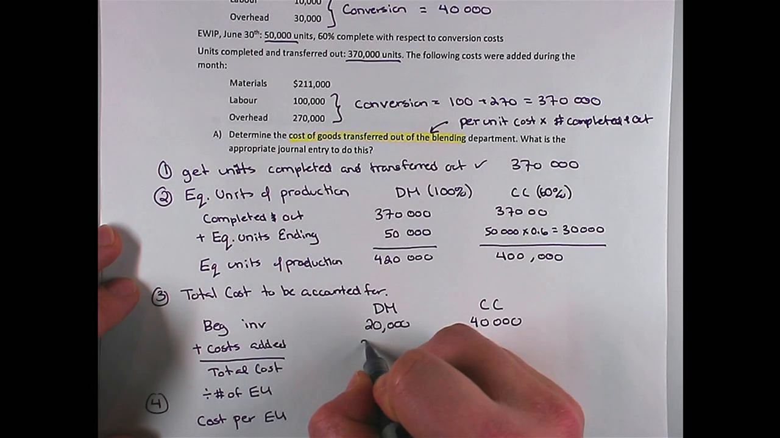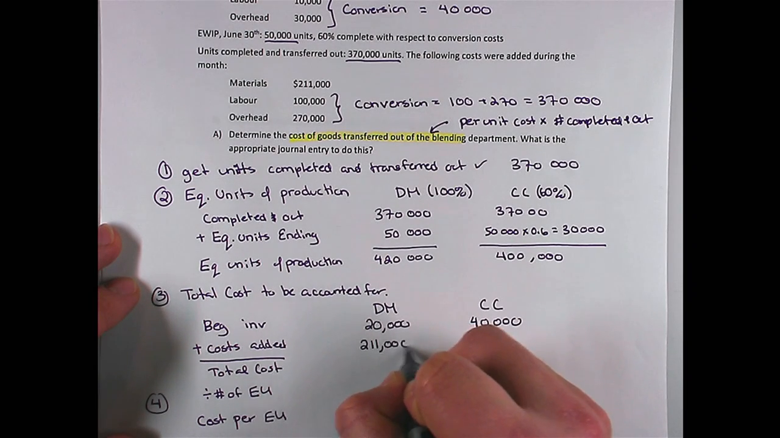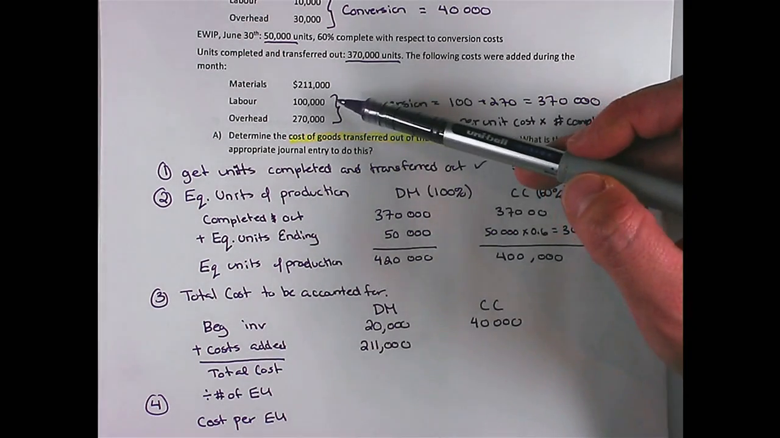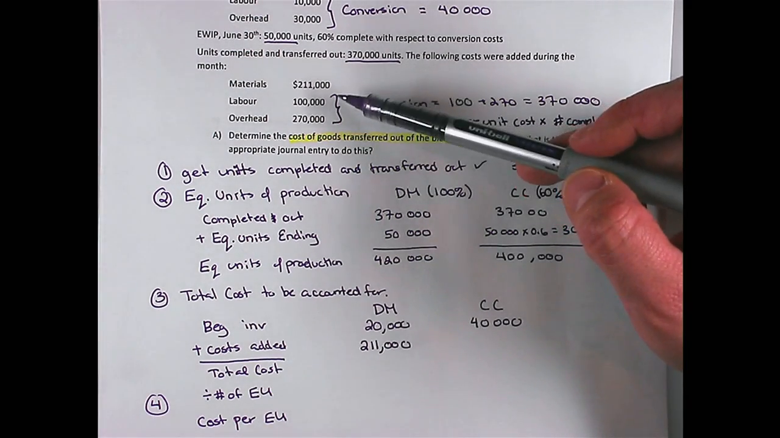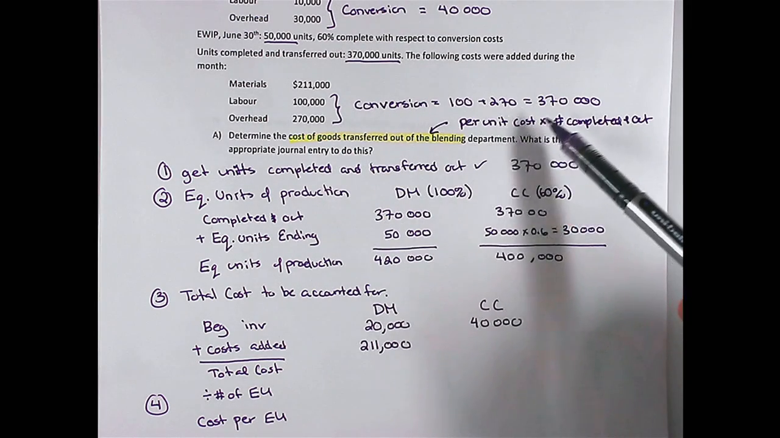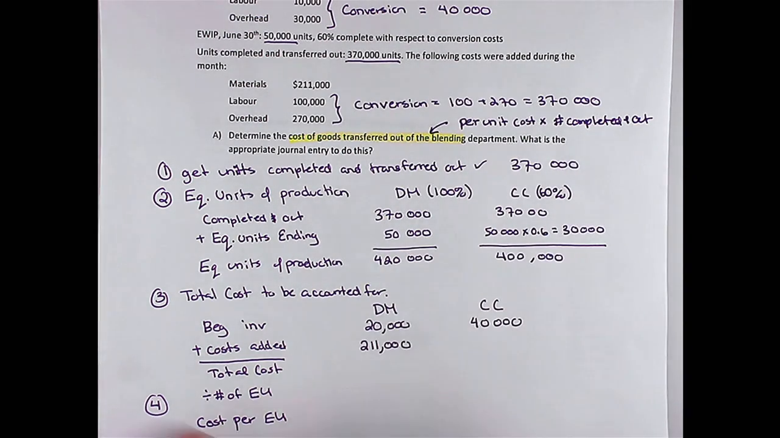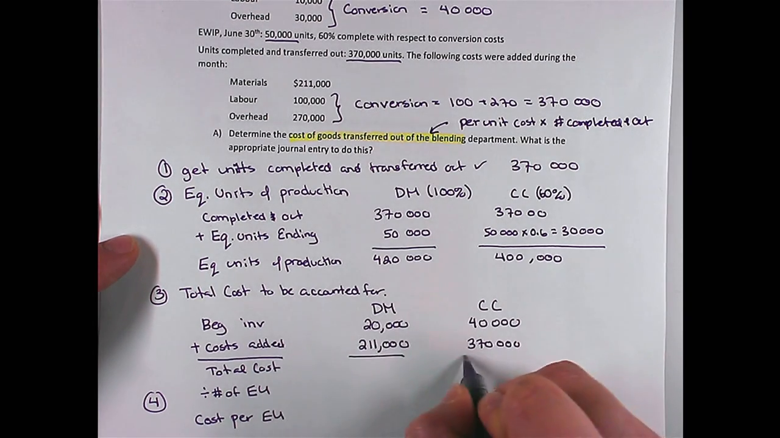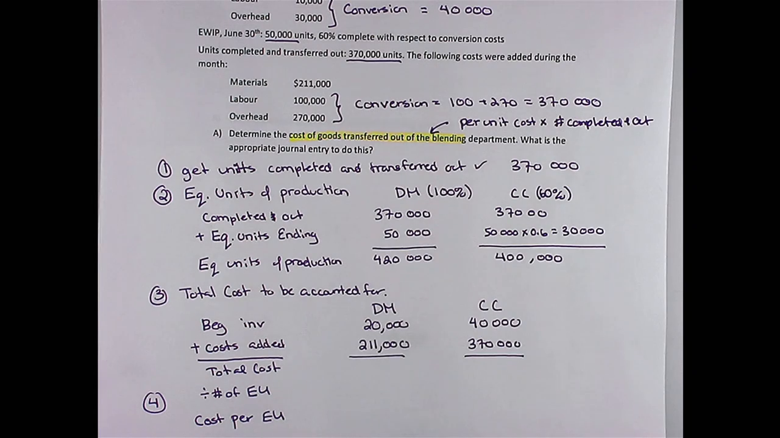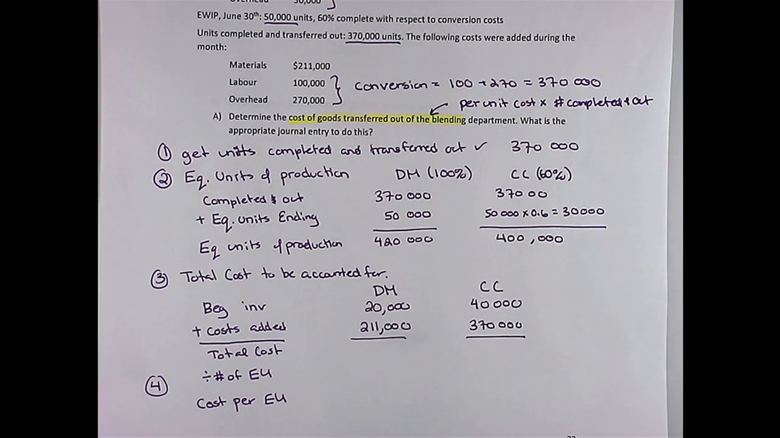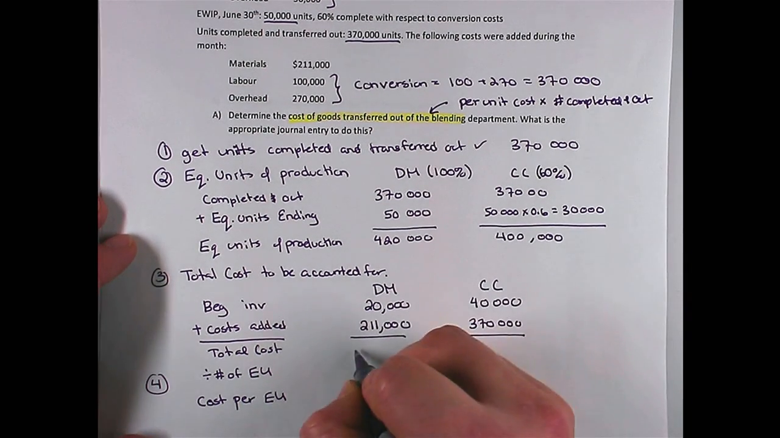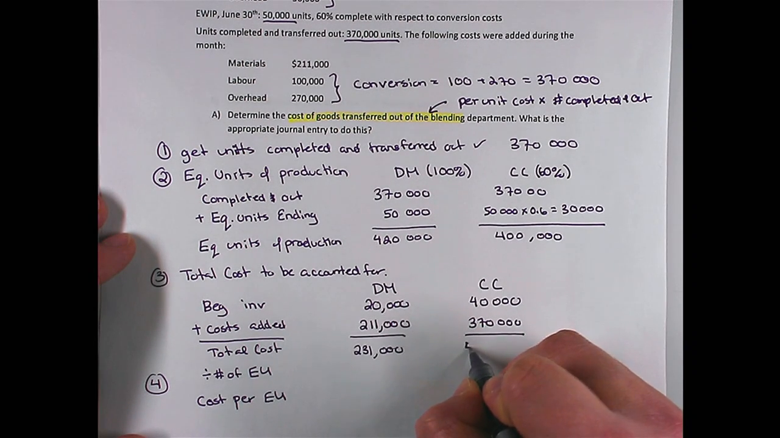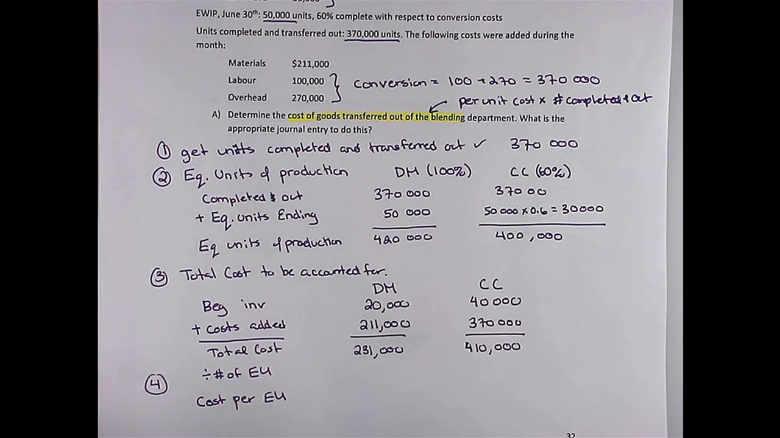The costs added, those are in the second part there. It said that we added 211,000 in terms of materials, and then it said that we added 100,000 and 270,000, 100,000 for labor, 270 for overhead. So the total conversion cost that we're adding there is 370. And we can calculate that total cost under materials and conversion. So we've got our 231 and we've got our 410,000 there.